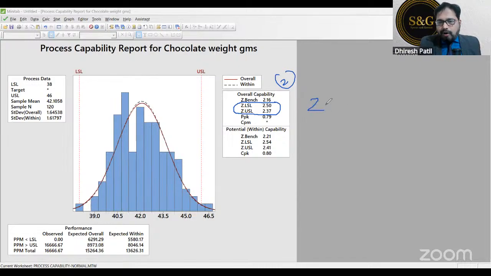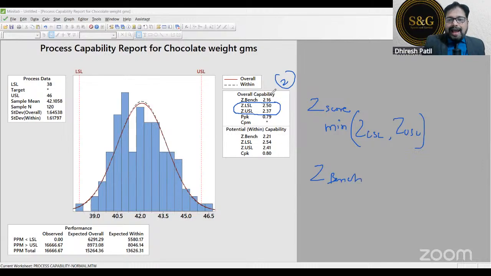Okay, minimum of ZLSL and ZUSL can be your Z score, or you can showcase Z bench as your process capability. So either this or this can be your process capability. Clear? But once you decide this, you need to be consistent through this project.